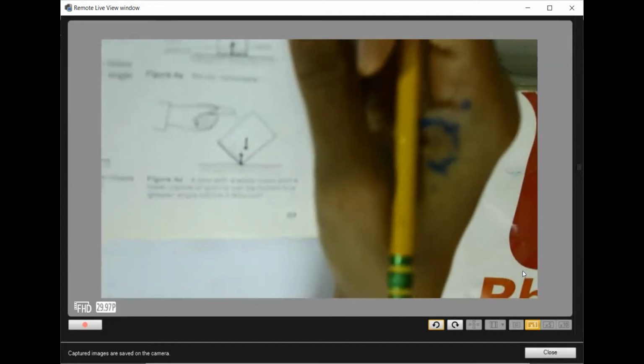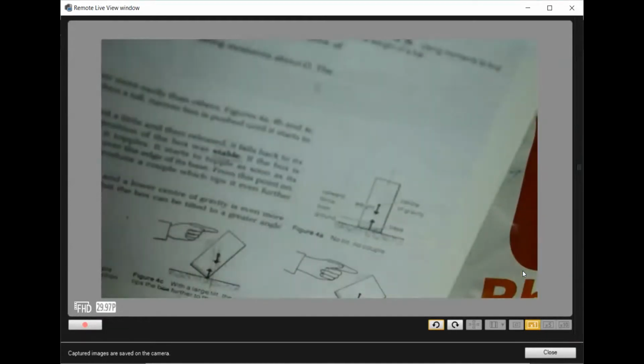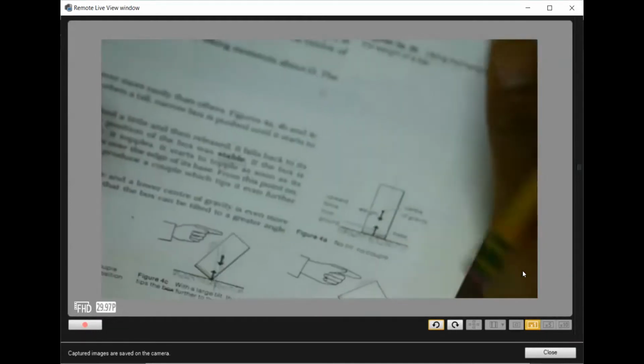Okay, now look at this. I don't know if I can show you this. Can you see the diagram? Yes, miss. I cannot.